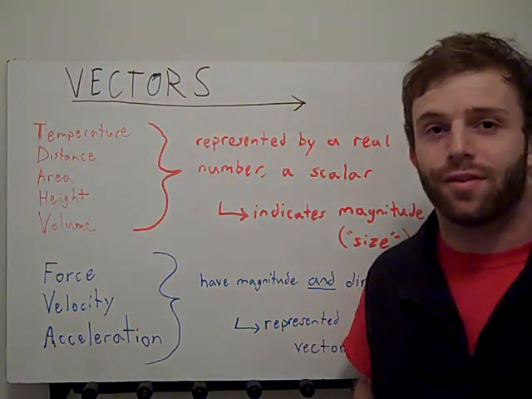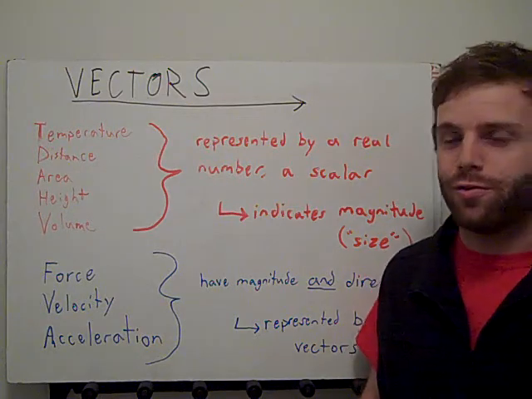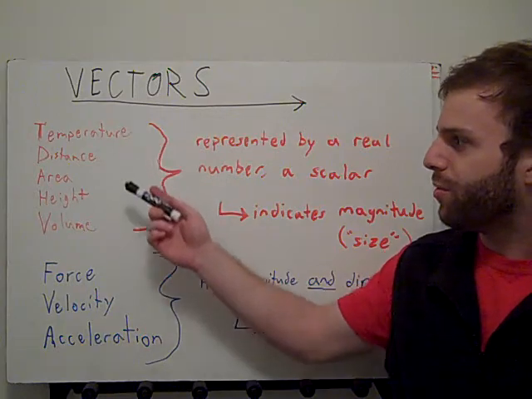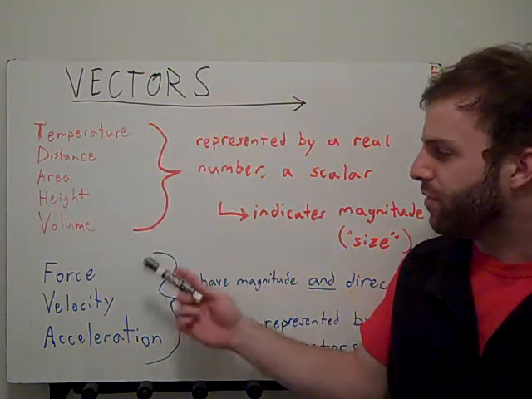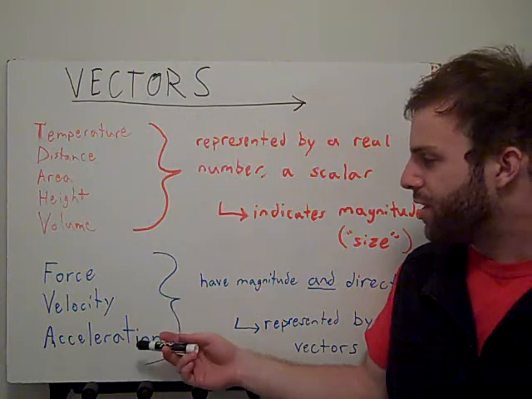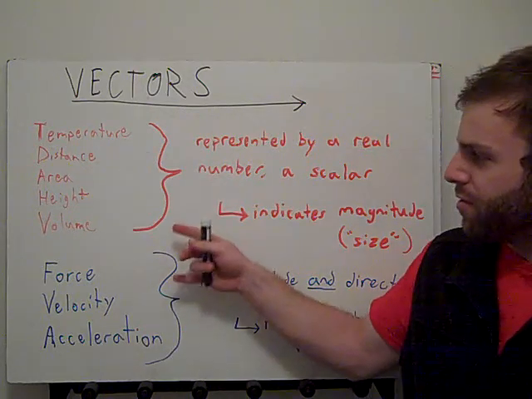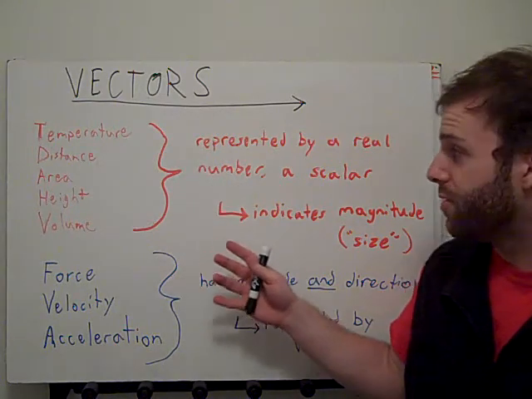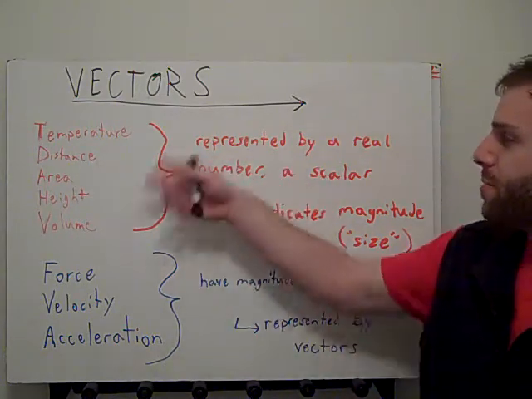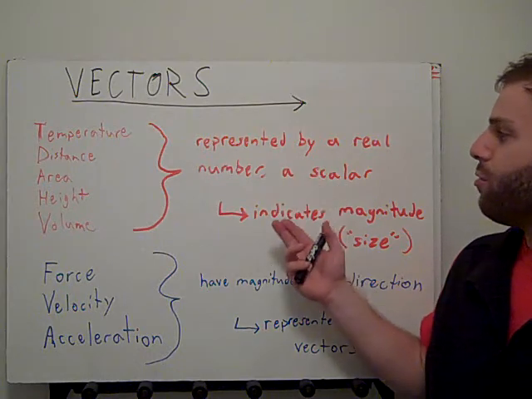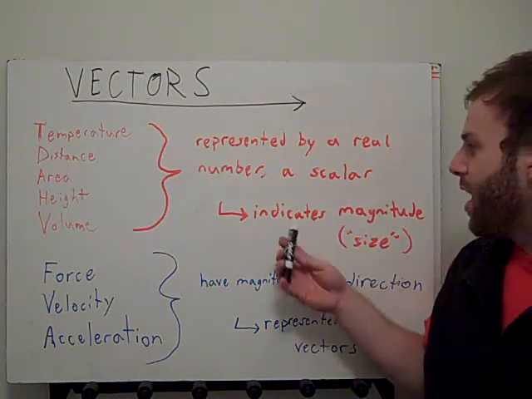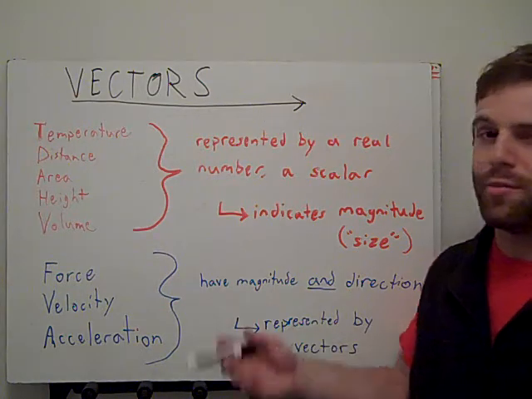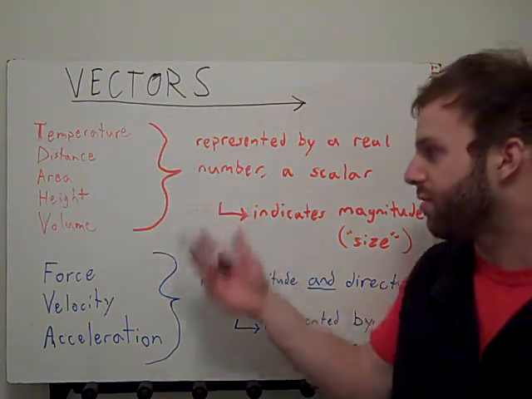This lesson's on vectors. A lot of times when we're using different types of measurement, we can use things like temperature or distance or area or velocity or acceleration. What I've done here is put these into two different groups because there's a big difference between these types of measurements. Over here, these types of measurements are represented by a real number, what we're going to call a scalar. And that means it has a magnitude or just a size, like a number like 3 or 5 or 6.